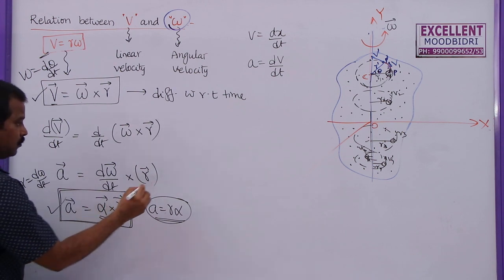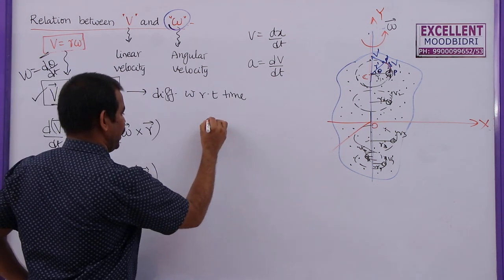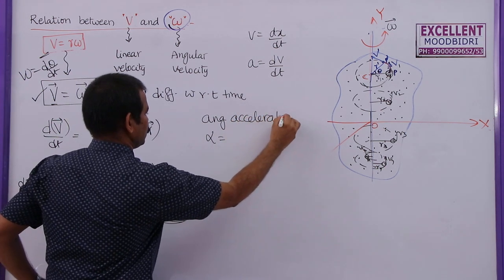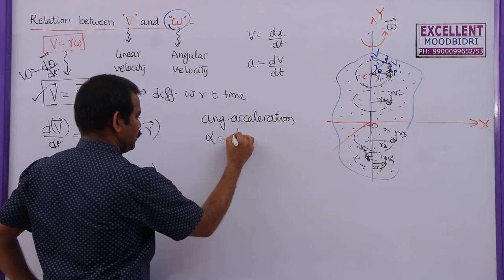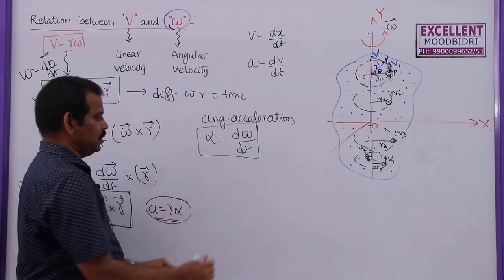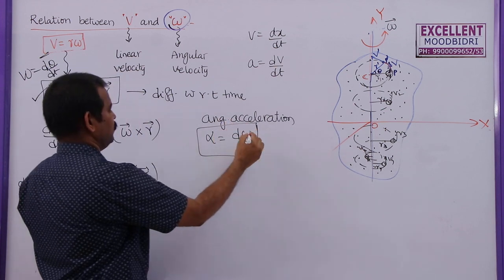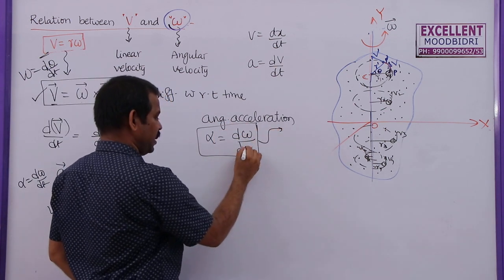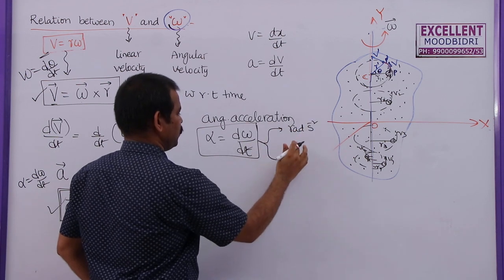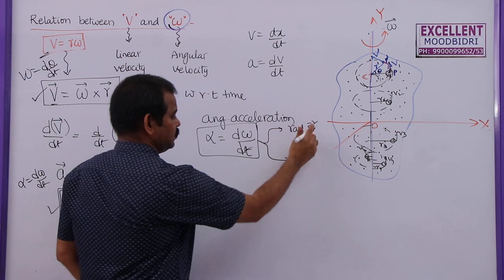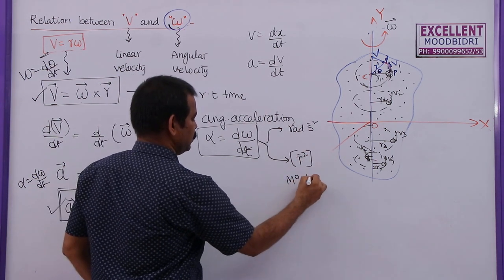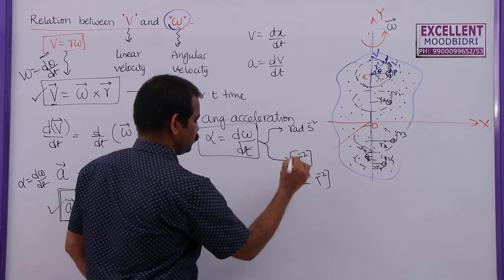So what is this alpha? Alpha is angular acceleration, which is given by d omega by dt. Omega is measured in radian per second, so the SI unit of alpha is radian per second square. For the dimensional formula, radian has no unit since it is an angle, so this is only T power minus 2, or you can write it as M power 0, L power 0, T power minus 2.